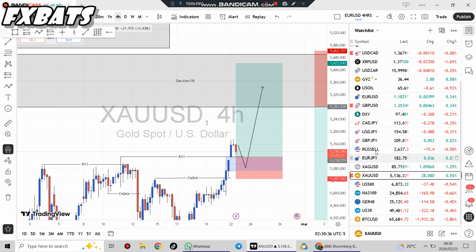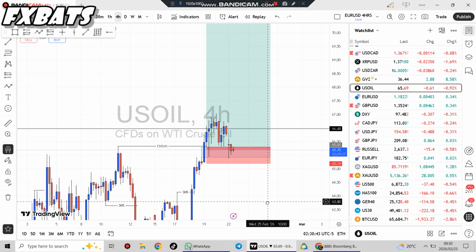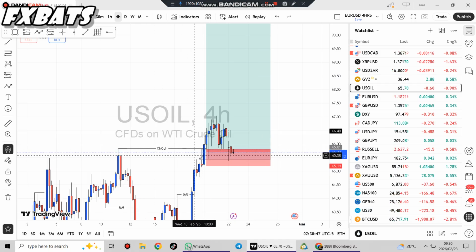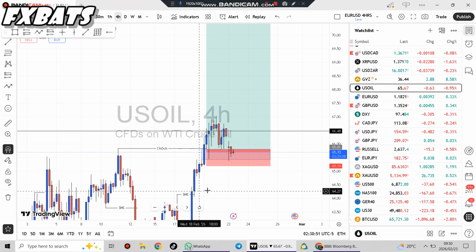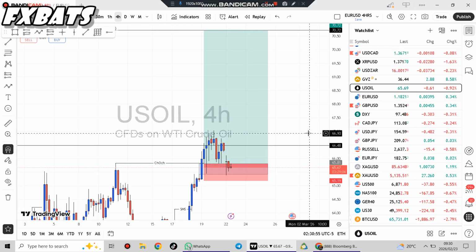So when I come to oil, US oil, we're still hoping to continue seeing longs. Currently, oil has been reacting off of this fair value area, which aligns with my chalk. I'm hoping to see progress for oil to continue buying. If the geopolitics intensifies in Iran, we're going to see high demand for oil, so I'll be hoping to see oil continuing to buy.